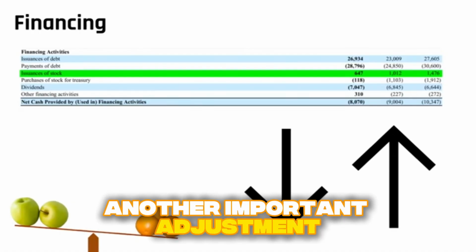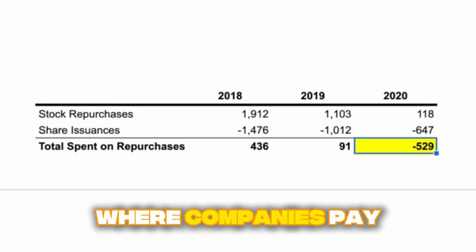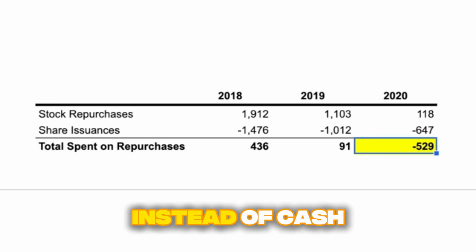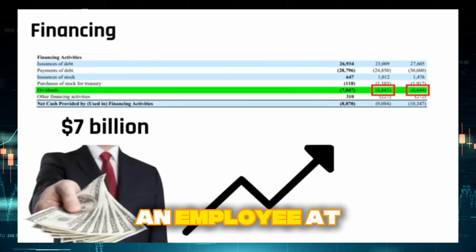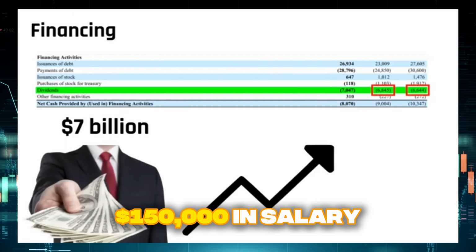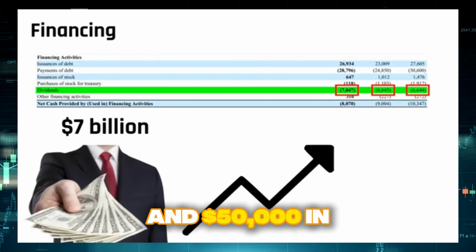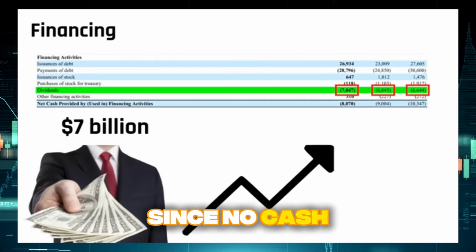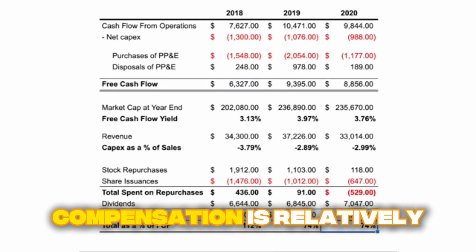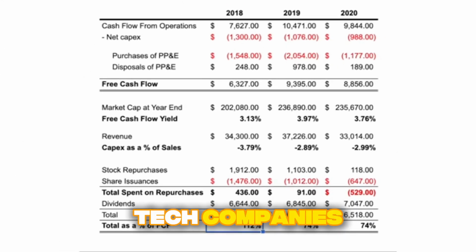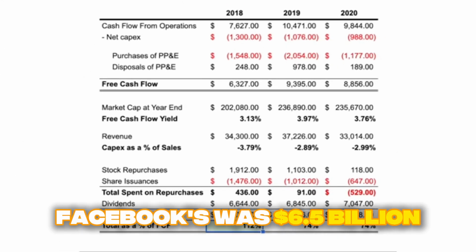Another important adjustment is stock-based compensation, where companies pay employees with shares instead of cash, a common practice in tech firms. For instance, an employee at Facebook might earn $150,000 in salary and $50,000 in stock. Since no cash leaves the company for the stock portion, this too is added back to net income. Coca-Cola's stock-based compensation is relatively small, but for tech companies, it can be a major factor. Facebook's was $6.5 billion in 2020.